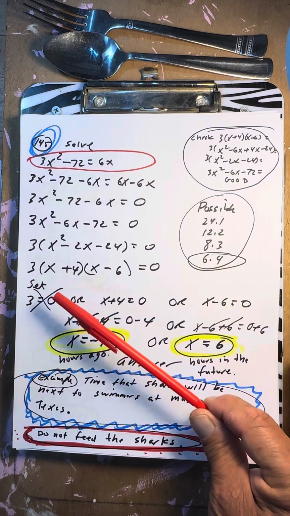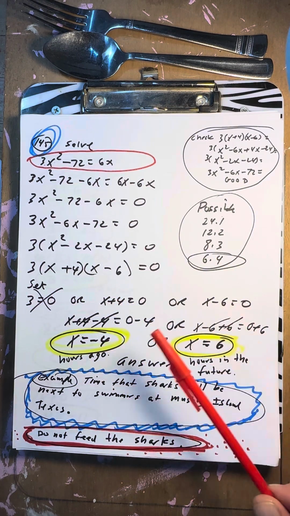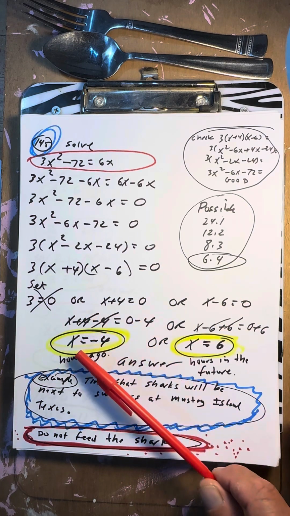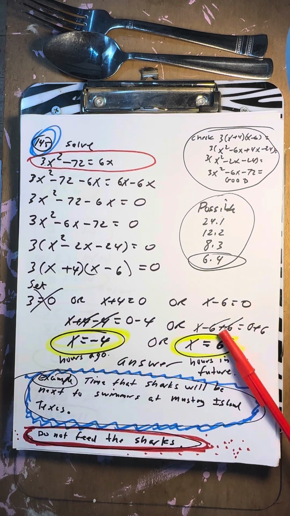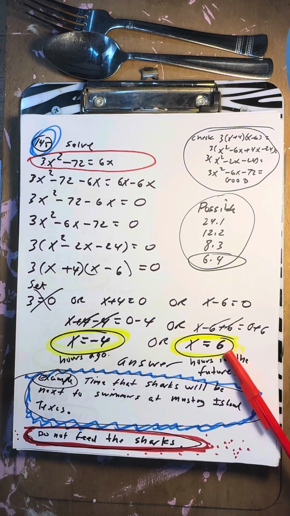So 3 equals 0, x plus 4 equals 0, x minus 6 equals 0. Well, the only ones that matter are these numbers right here. So x plus 4 equals 0, minus 4, minus 4, so x is negative 4. And x minus 6 equals 0, so plus 6, plus 6, so x equals 6. So x equals negative 4 or x equals 6.